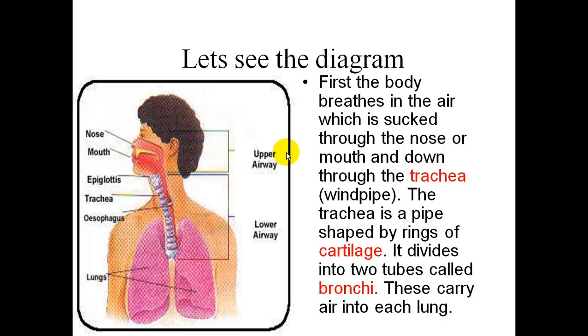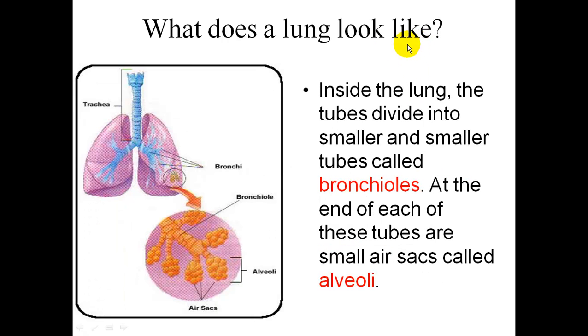It divides into two tubes called the bronchi, which you can barely see, but they're right there. These carry the air into the lung. Here's our lungs. Here's the bronchi, and here's your trachea. Epiglottis is up there. Inside the lung, the tubes divide into smaller and smaller tubes called bronchioles. At the ends of each bronchiole, you can see they look like grapes. Those are the alveoli, and they're air sacs.